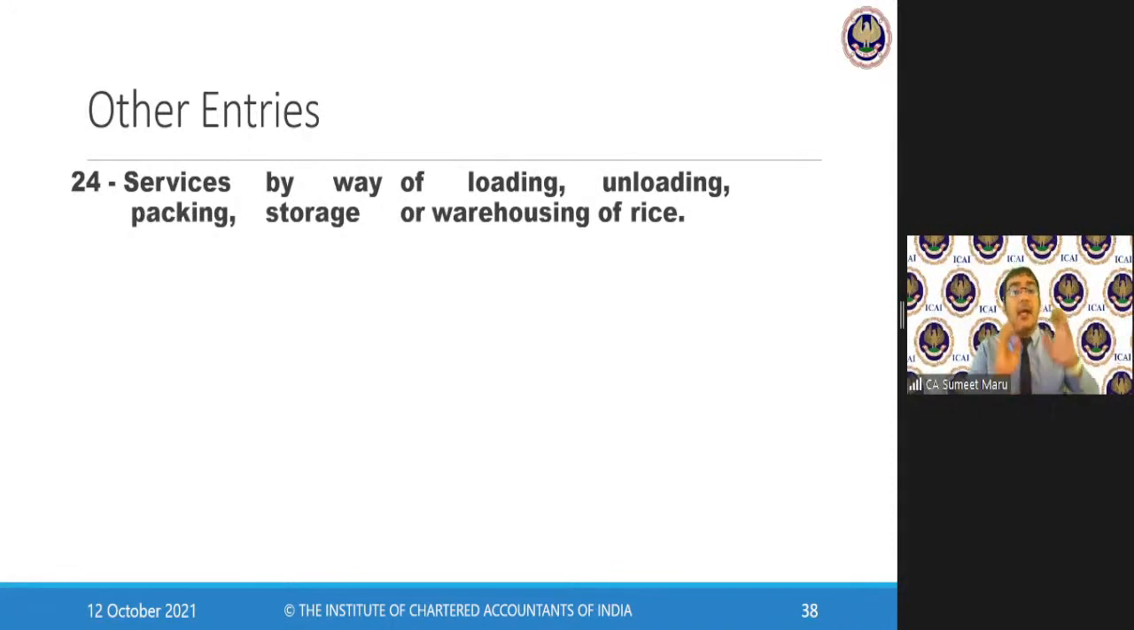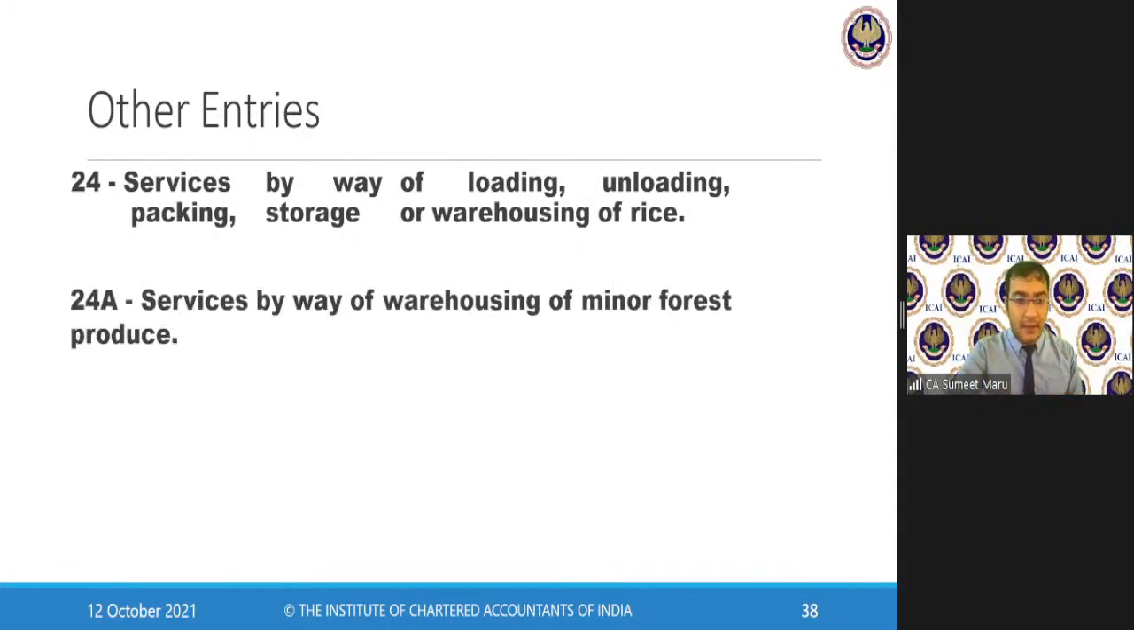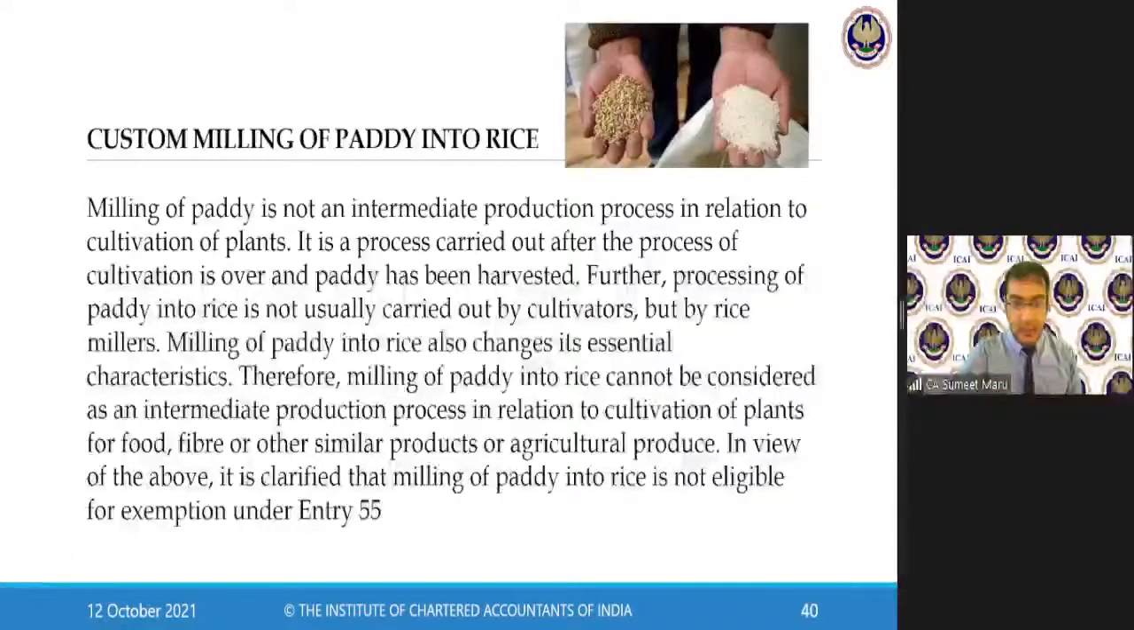So see here guys, I will take that part first. Paddy, custom milling of paddy into rice. Just like you can see in this image, are you able to see this? Generally when rice is grown, it comes as paddy, and the farmer sells this paddy to the mill owners. They then take the rice out from this paddy. So now here you can get this rice.